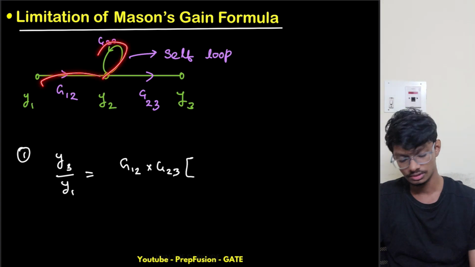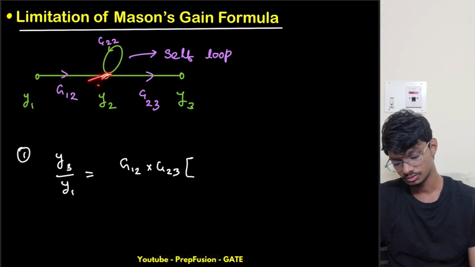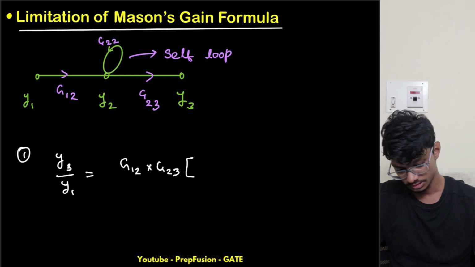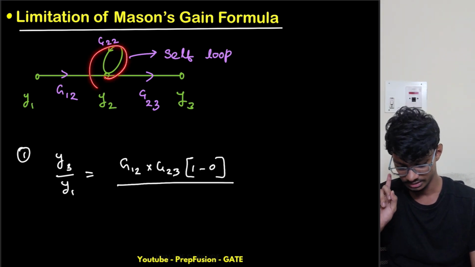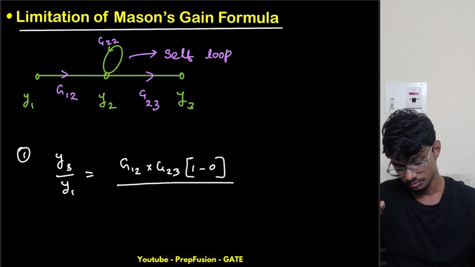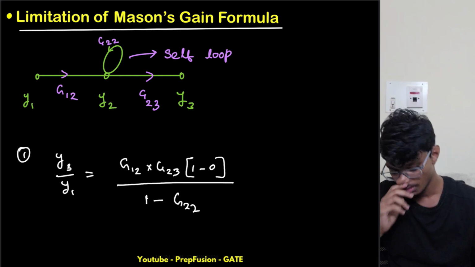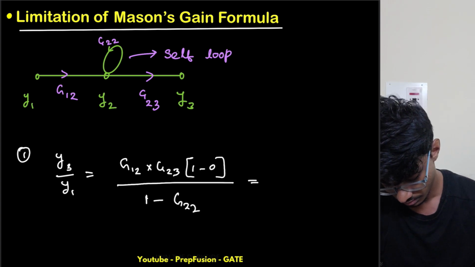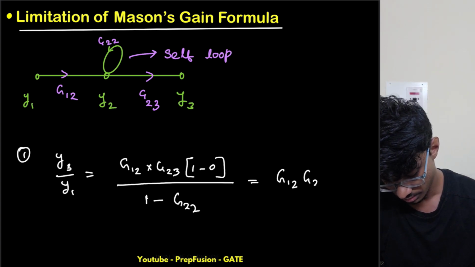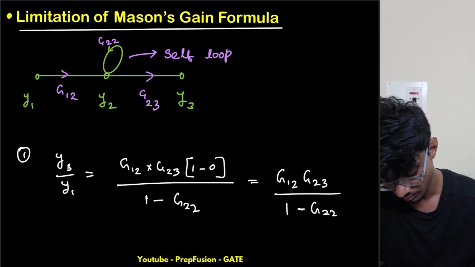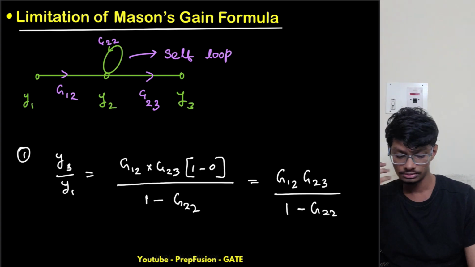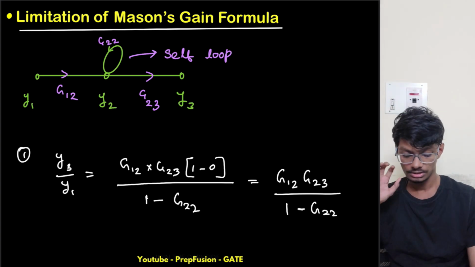And what is the loop gain? This is the only loop present, and it touches the forward path. We have only one loop, G22, so the determinant will be 1 minus G22. So y3 upon y1 is G12 G23 divided by 1 minus G22.